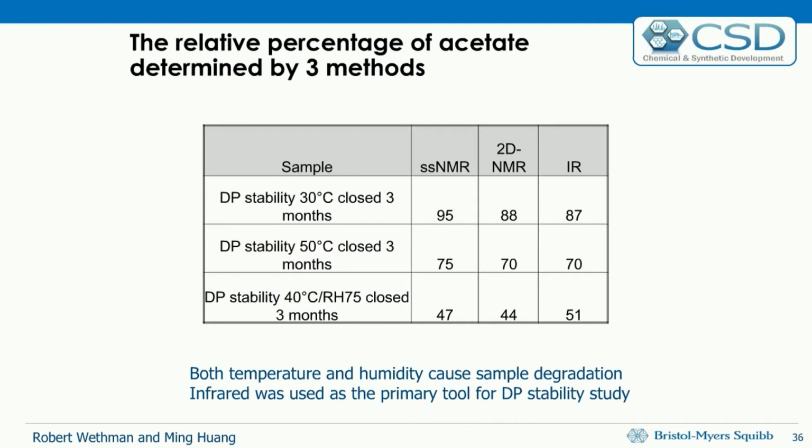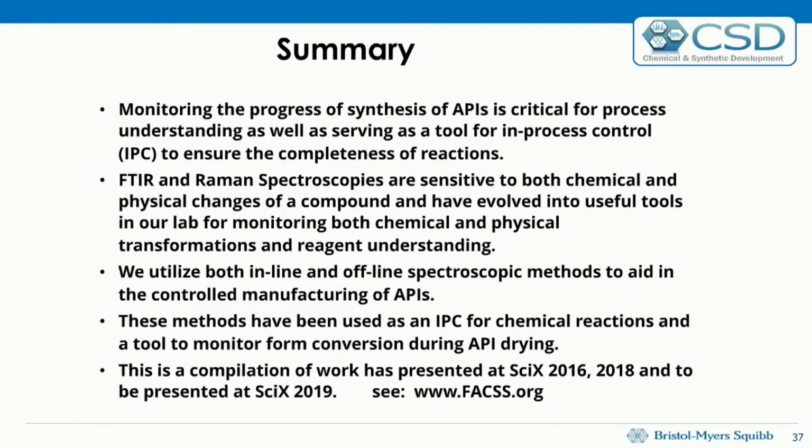So in summary, we use both FTIR and Raman spectroscopy to monitor physical changes and chemical changes. And I've also added in here reagents and why we actually use these techniques. I also want to point out that all of this work has been presented at SciAx 2016 and 2018, and some of it will be presented at SciAx 2019 occurring this fall.